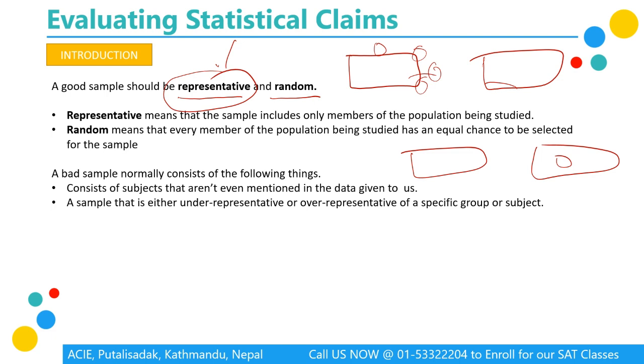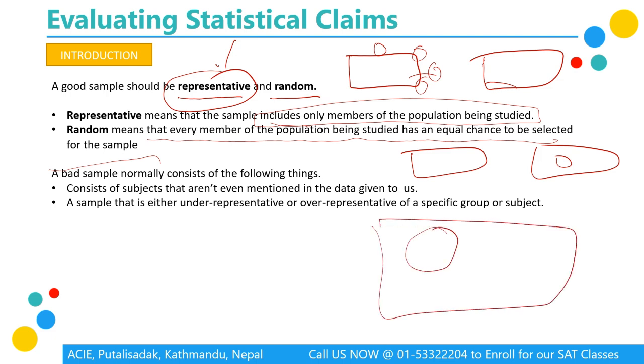So, what does it even mean to be representative? Representative means that the sample includes only members of the population being studied. Like I said, instead of taking people who have never eaten at my restaurant, I only take people who have eaten at my restaurant at that given time. Random means that every member of the population being studied had an equal chance of being selected. I cannot only choose a certain group of people. From whatever group of people I can choose from, everyone must have an equal opportunity of being selected.